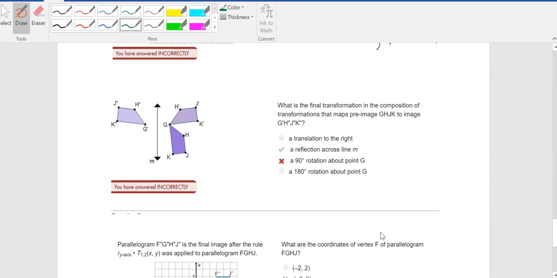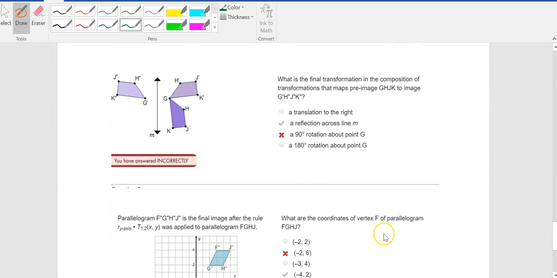All right, here it says, what is the final transformation in the composition of the image? So remember, we're starting off with G, H, J, K. That's going to go to G prime, H prime, J prime, K prime. And then the final transformation is when you get the double prime.